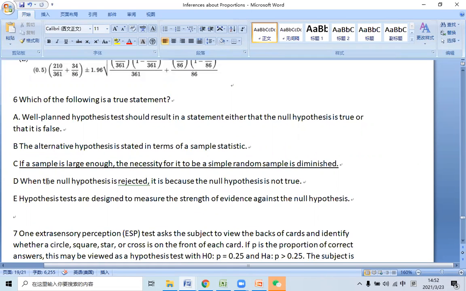And how about D? When the null hypothesis is rejected, it is because the null hypothesis is not true. Does this sound good? All these statements are quite nuanced. When the null hypothesis is rejected, it is because the null hypothesis is not true. No, that's not right.